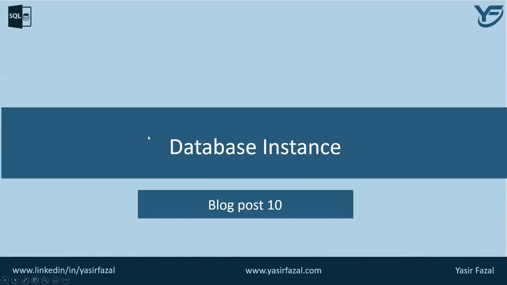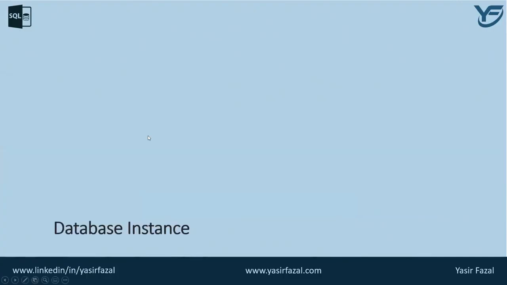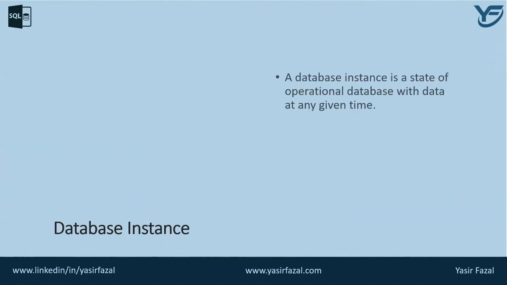So let's start. When we talk about the database instance, basically what I mean is that a database instance is a state of an operational database with data at any given time. It contains a snapshot of the certain database, and database instances tend to change with respect to time. The DBMS ensures that every instance or state is in a valid state by diligently following all the validations, constraints, and conditions that the database designers have imposed.